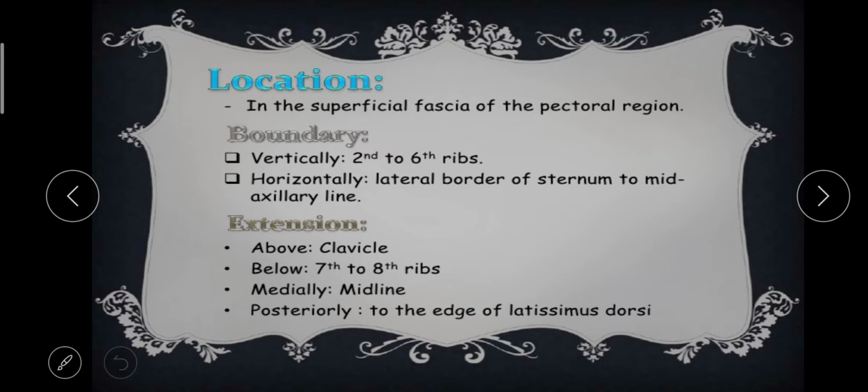Now we'll see the location of the breast. It lies in the superficial pectoral region. As for the boundary, vertically it is between the second and sixth ribs, and horizontally it runs from the lateral border of the sternum to the mid axillary line. As for the extension, above it reaches up to the clavicle and below it reaches the 7th to 8th ribs. Medially it is the midline, and posteriorly it extends to the edge of the latissimus dorsi. So this is the location of the breast in terms of boundary and extension.